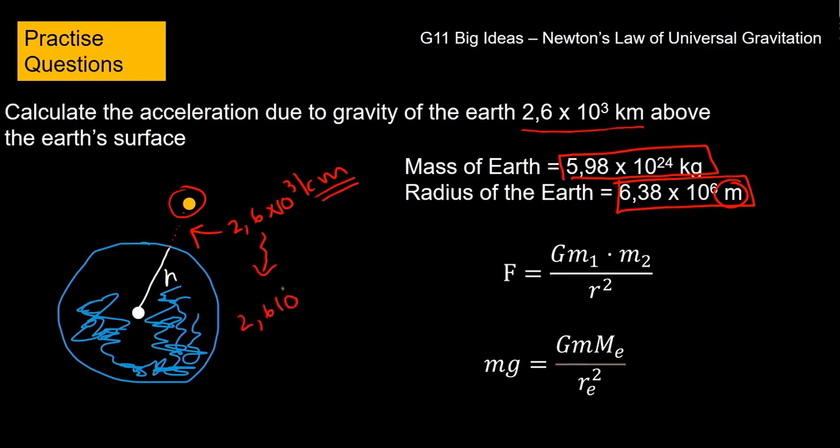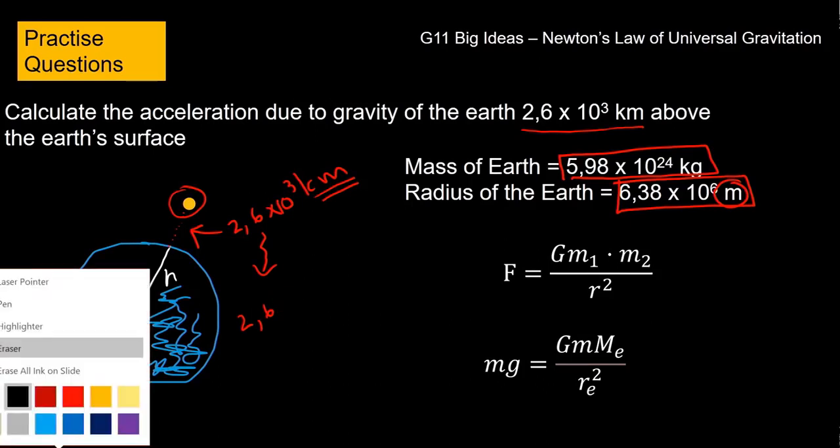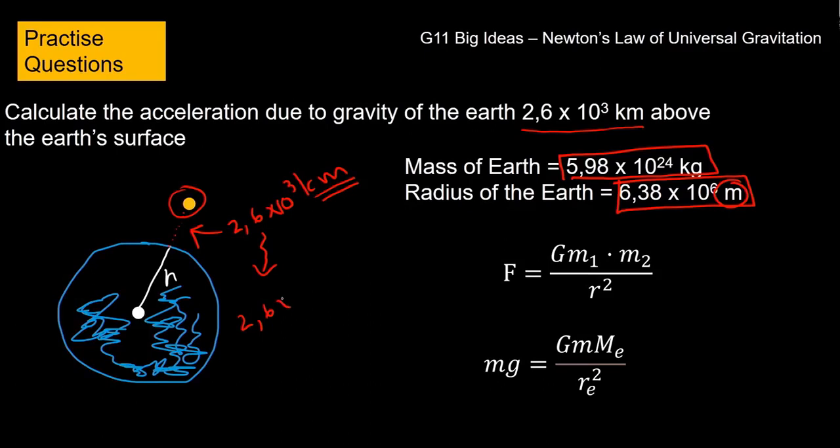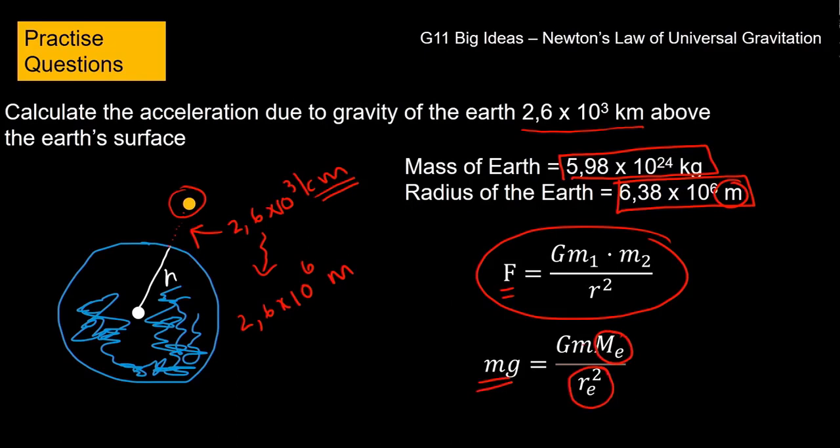So kilometers to meters. Sorry, let's just erase that so that I can write it a bit better. Here we go. So times 10 to the 6 meters. Excellent. So here we have Newton's equation of universal gravitation. I have replaced the F with mg. Okay, and we have the mass times the mass of Earth divided by the square of the radius of Earth.